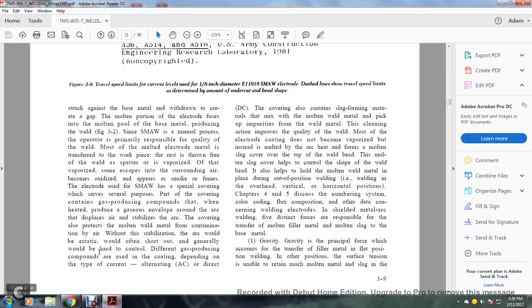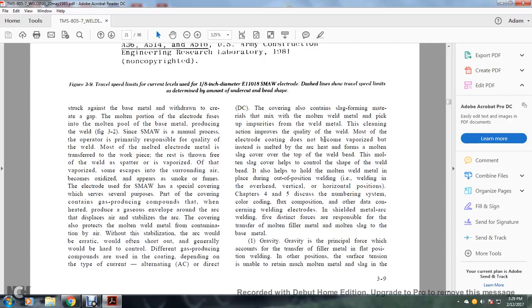Different gas-producing compounds are used within the coating depending on the type of current, with alternating current and direct current. The covering also contains a slag-forming material, mixed with the molten weld material, picking up the impurities of the welded material. The cleaning action improves the quality of the weld.